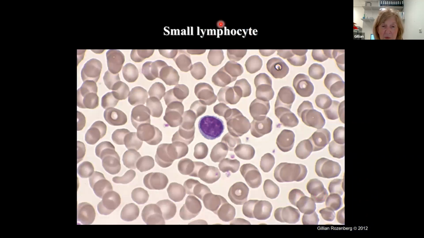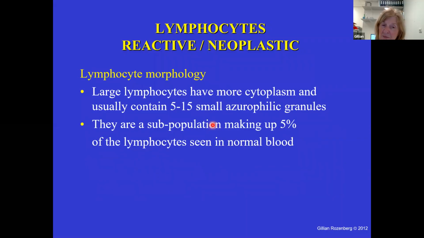And here's a nice example of a small lymphocyte. You can see the nucleus is approximately 7 microns in diameter. Large lymphocytes have more cytoplasm and usually contain 5 to 15 small eosinophilic granules. They are a subpopulation making up 5% of the lymphocytes seen in normal blood.